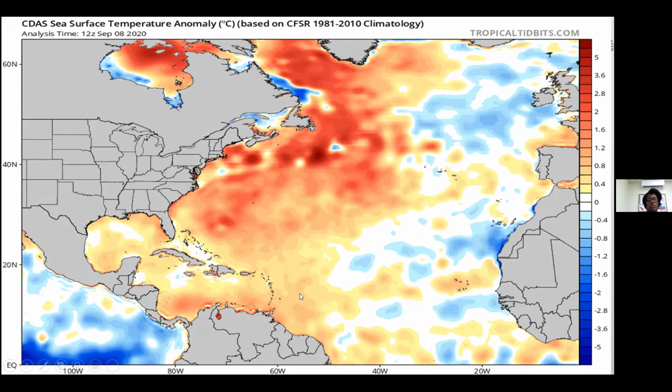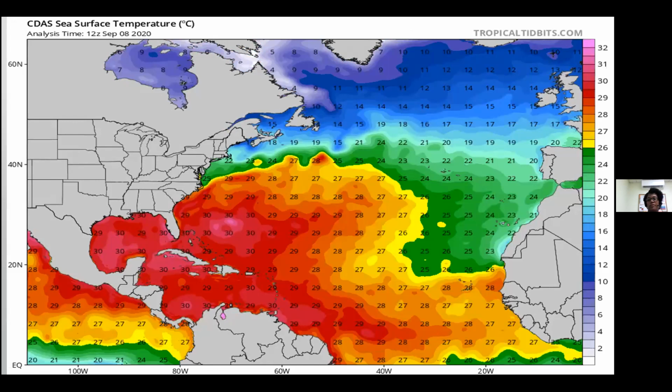Here are the actual temperatures taken yesterday. We saw earlier that the temperatures needed for hurricane and storm formation are about 26.5 to 27. And you can see the temperatures all around here are above that. And these were the temperatures for yesterday. So you can see our area is very warm.